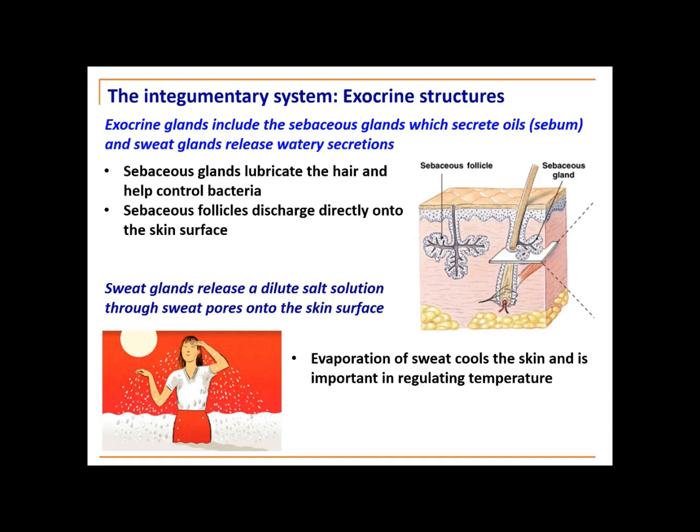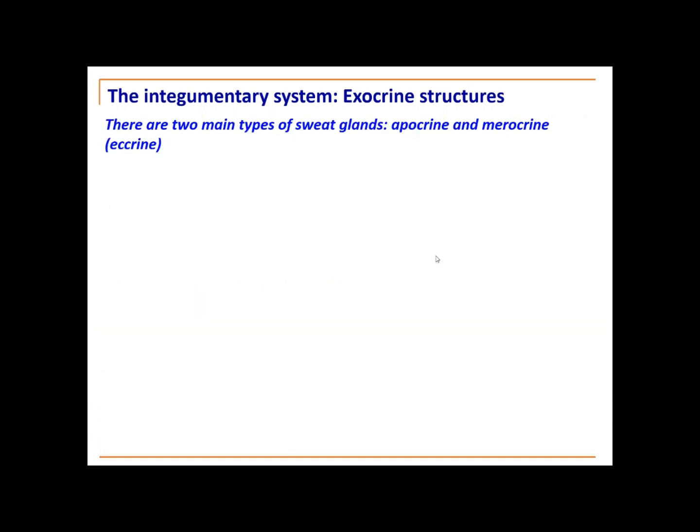And it's produced in response to activation by the sympathetic nervous system, as well as overheating. Just thinking about when you're really nervous about whatever it is, you suddenly start sweating. So that's sympathetic activation of sweat glands. But if we're looking at the structure, there are actually two main types of sweat glands. These are called the apocrine and merocrine. Merocrine is also called the eccrine glands.